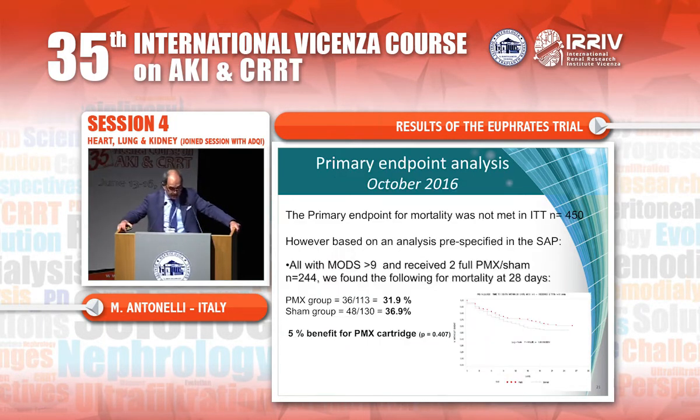The other point is that if you look at the primary endpoints, at least in the global analysis, indeed the study was negative. However, if you look at the analysis as pre-specified, all those patients who had a MODS above 9 and received the full treatment, there was a mortality rate at 28 days that was not different, but there was a trend in favor of the group who received the polymyxin filter. In this case, almost 32% versus almost 37%.